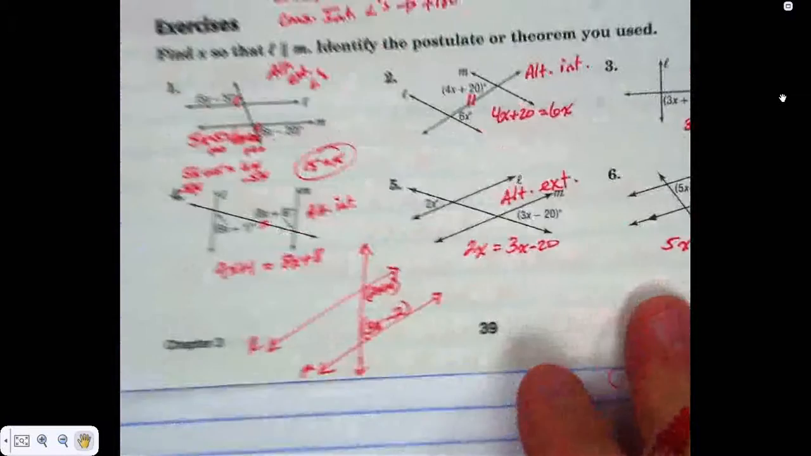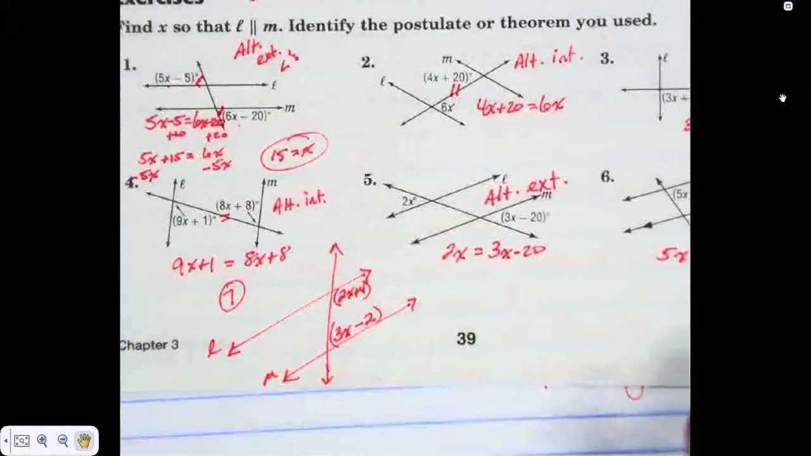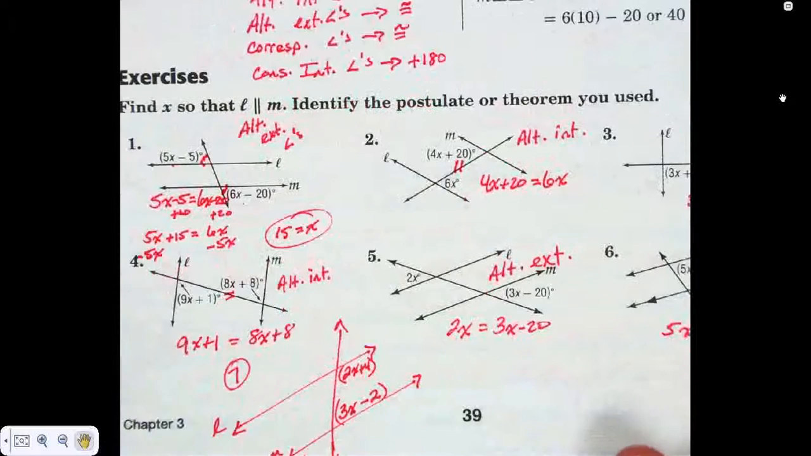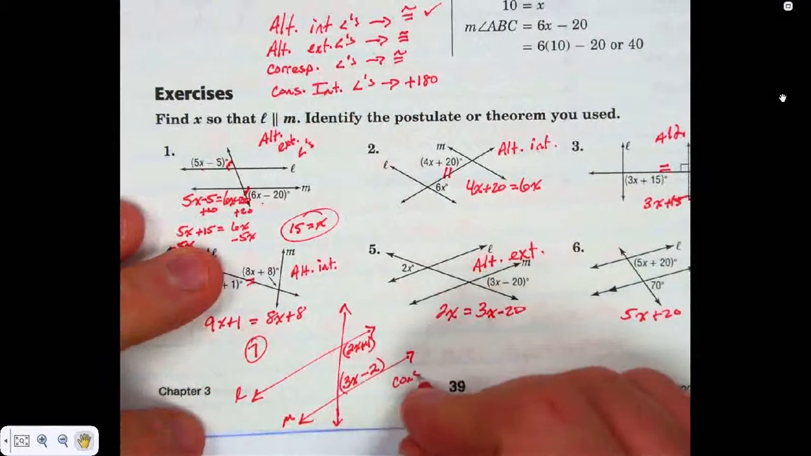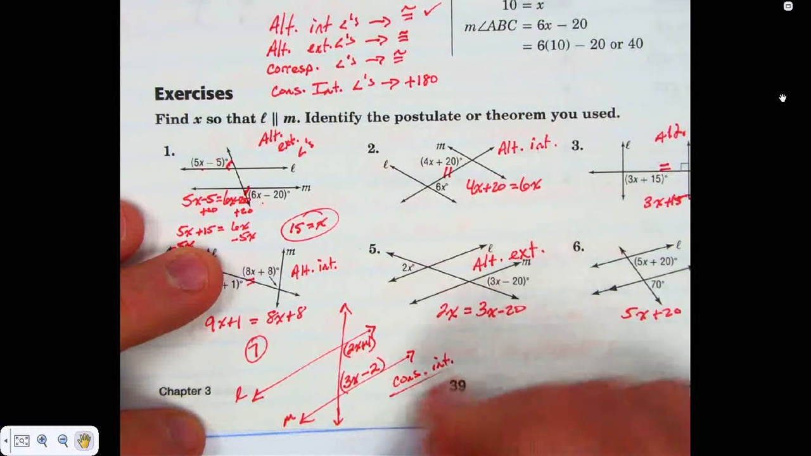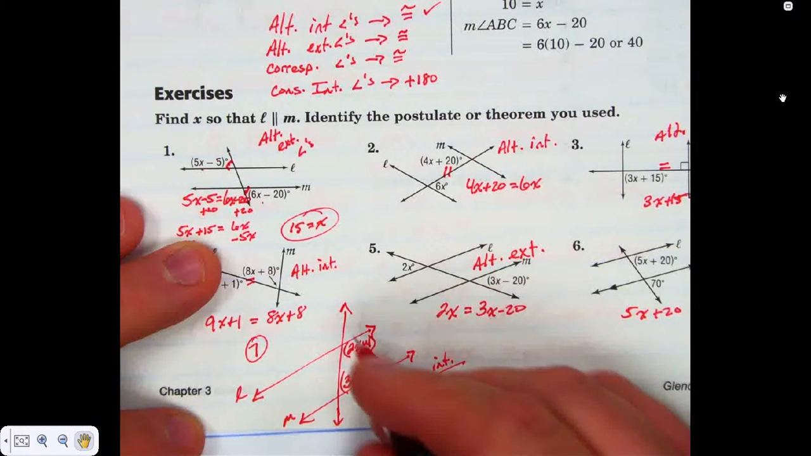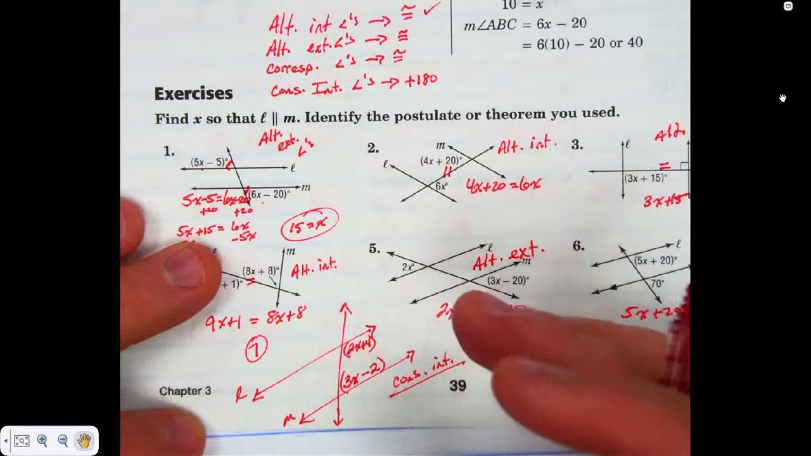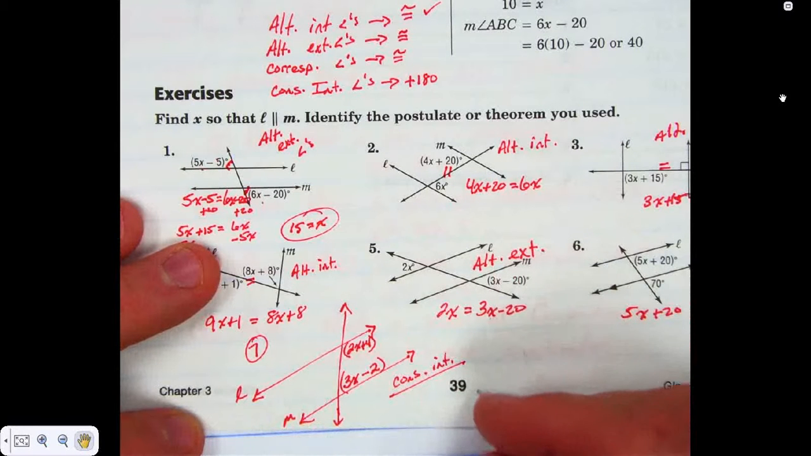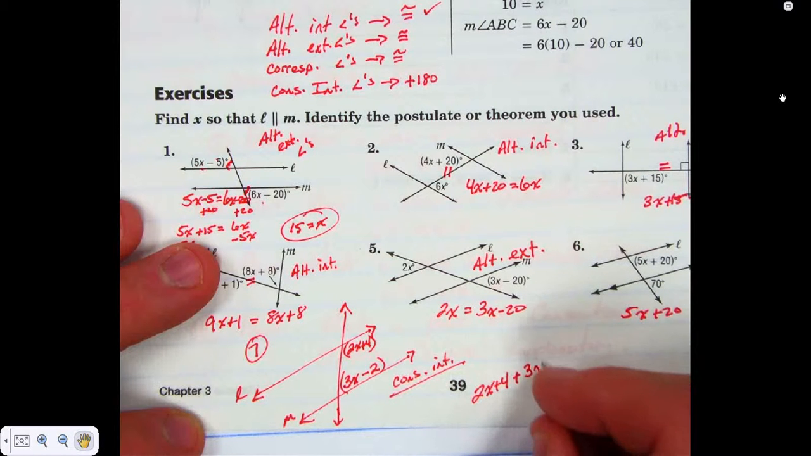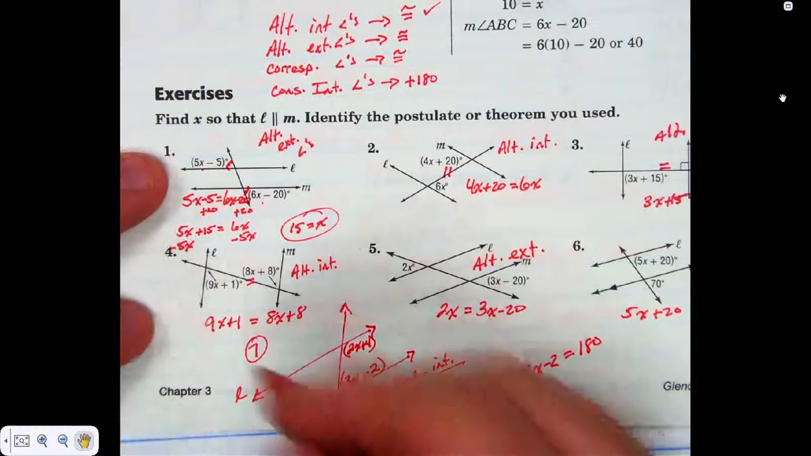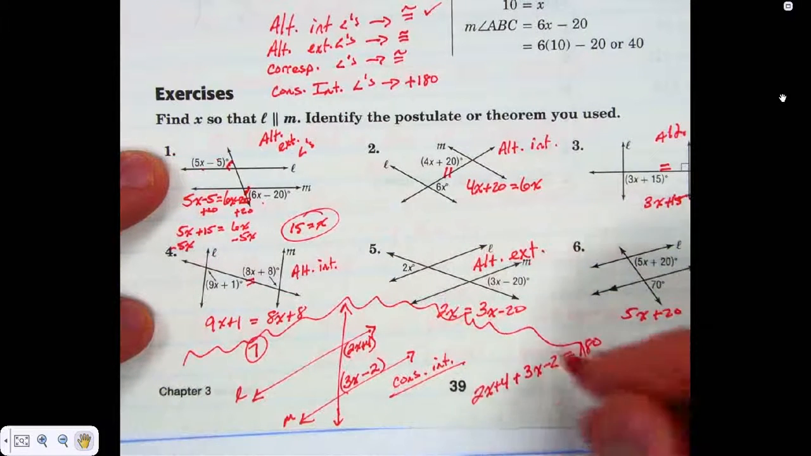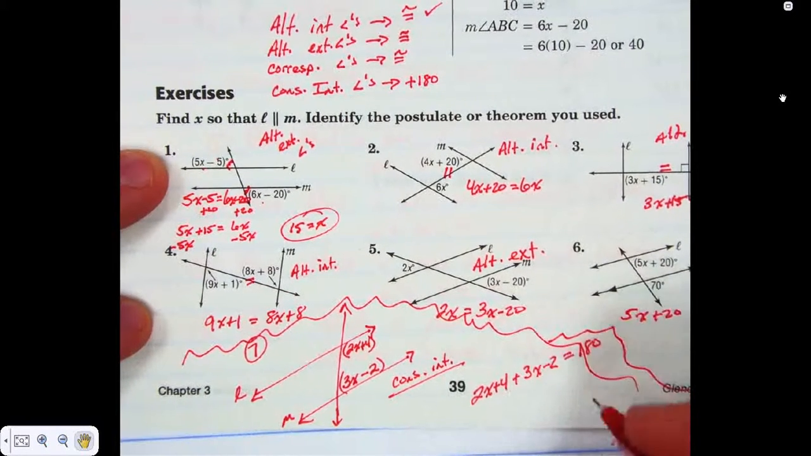For this last example, we'll call it number 7. How do these two relate to each other? Consecutive interior. They're consecutive interior, 180. So these two, this is the one situation where they're not equal. In this case, they add to 180. 2x plus 4 plus 3x minus 2, all of that should equal 180. There's your equation there. Make sure you have that down. So you have that to look at.